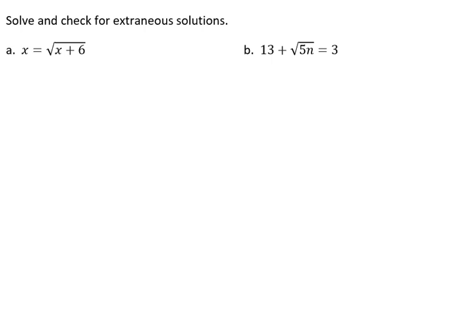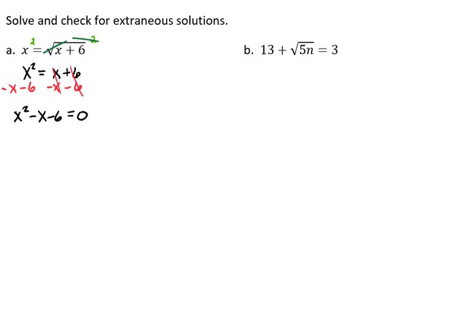So here we have x equals the square root of x plus 6. We already have the root by itself on the right-hand side, so we're going to go ahead and square both sides to get rid of that root. Now we have x squared equals x plus 6. We want to move the x plus 6 over to the side with the x squared, so we're going to subtract x and 6 from both sides, which gives us x squared minus x minus 6 equals 0.